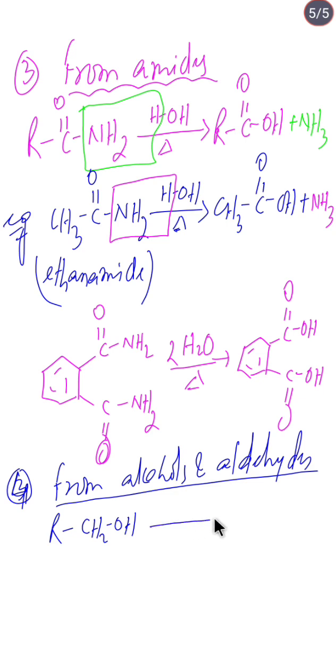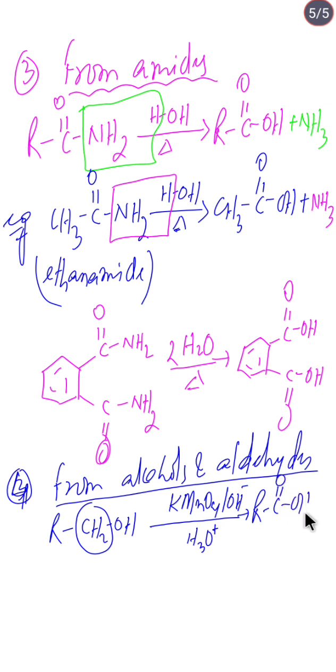If it is reacted with KMnO4, which is usually taken with a base, but the reaction mixture has to undergo acidic hydrolysis, then this CH2 is just converted into CO, which remains the same. So this primary alcohol is converted into carboxylic acid. Okay, let me give the example first.